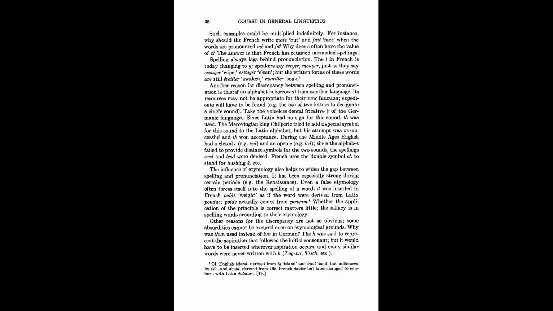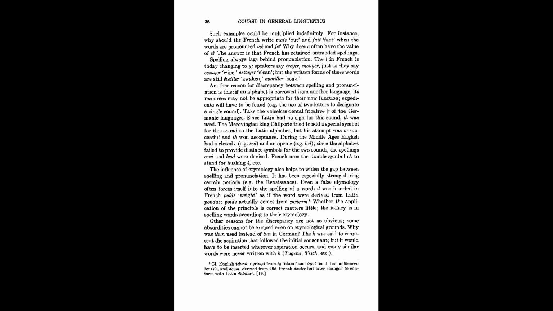During the Middle Ages, English had a closed e, for example, seed, and an open e, for example, lead. Since the alphabet failed to provide distinct symbols for the two sounds, the spellings S-E-E-D and L-E-A-D were devised. French uses the double symbol CH to stand for hushing, sh, etc.